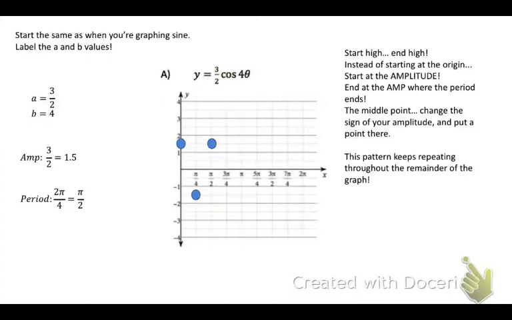Okay, and then this pattern just continues throughout the rest of the graph. So I can draw a point at pi, halfway between, go down to negative 1.5. Go to 3 pi over 2, draw a point at 1.5. At 5 pi over 4, go down to negative 1.5. Go to 2 pi, draw a point at 1.5. 7 pi over 4, draw a point at negative 1.5. And then just draw that graph. Okay, cosine, start high, end high.